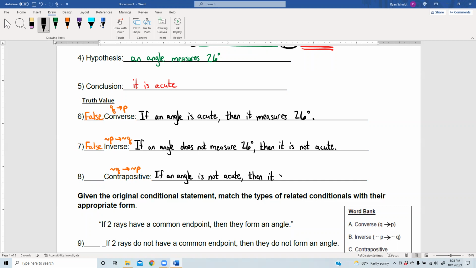it does not measure, what is it? 26 degrees. So if it's not acute, then it does not measure 26 degrees. That's true. It can't be 26 if it's not acute. So this is true.